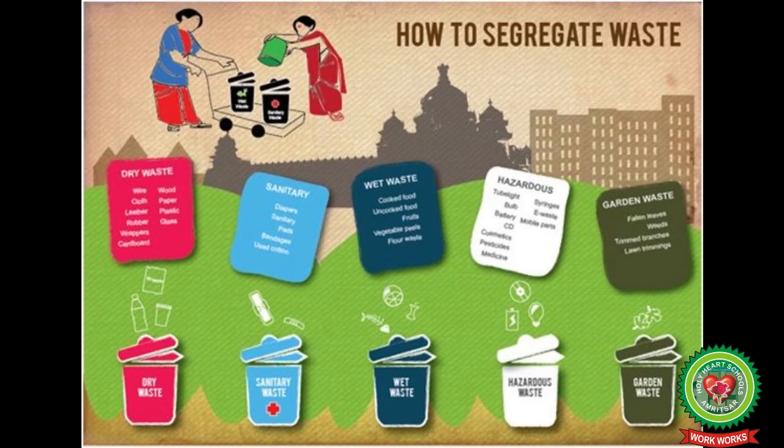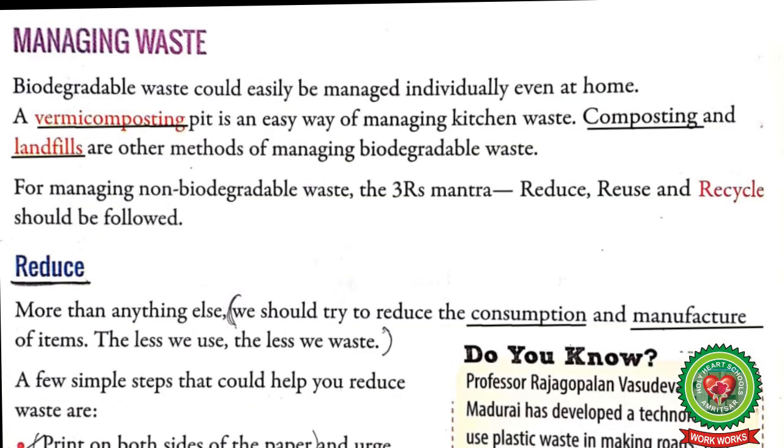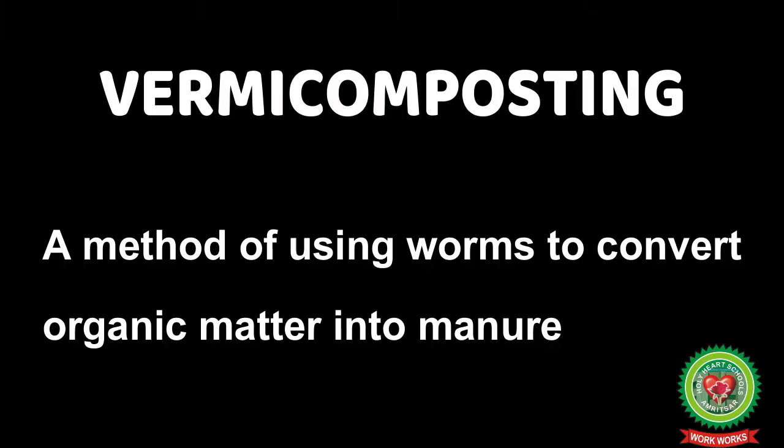Now waste can be segregated into dry waste that should be thrown in blue bins, wet waste should be thrown in green bin, and hazardous waste should be thrown in yellow bin. That means dangerous things should be thrown in yellow bin. Now students, biodegradable waste could easily be managed individually. Like a vermicomposting pit is an easy way of managing kitchen waste. Vermicomposting is a method of using worms to convert organic matter into manure.